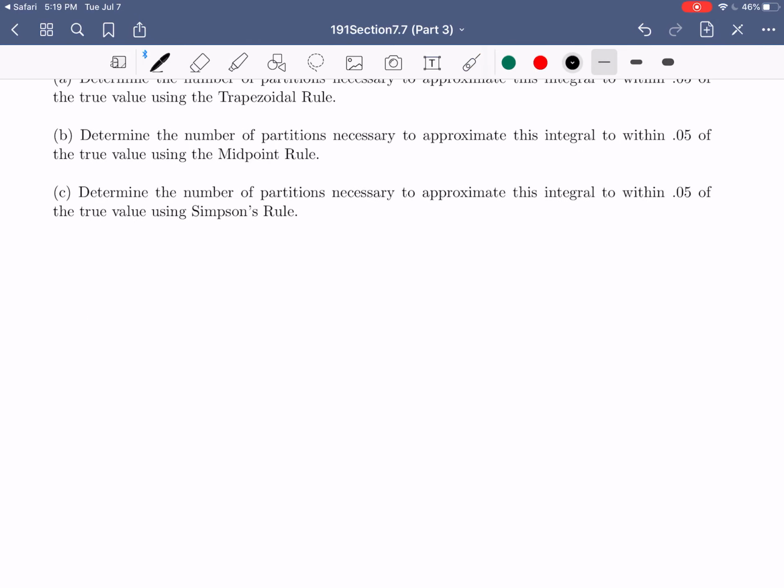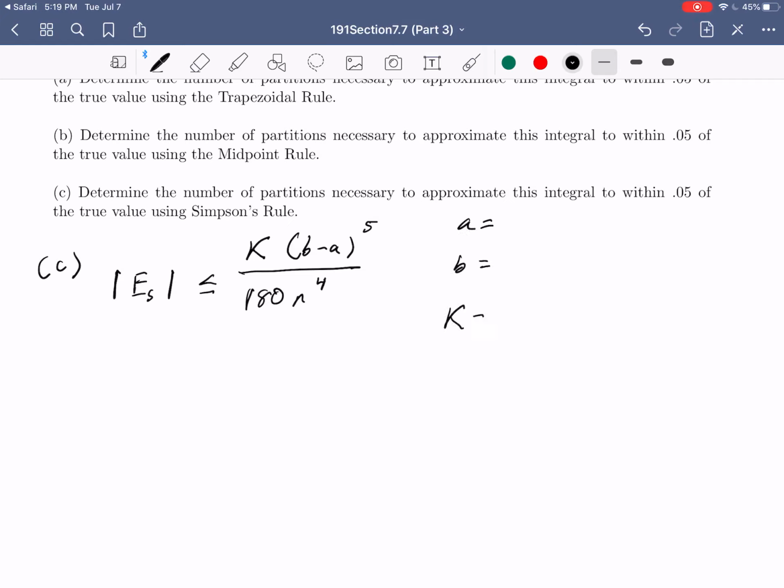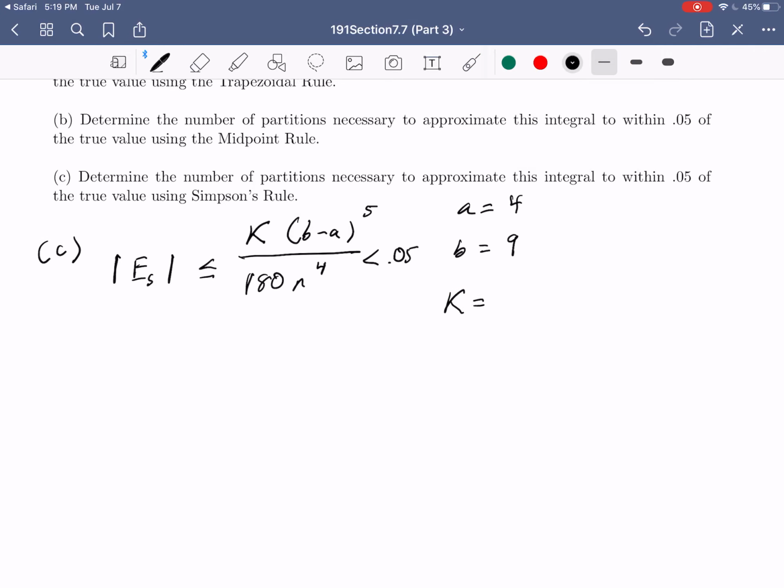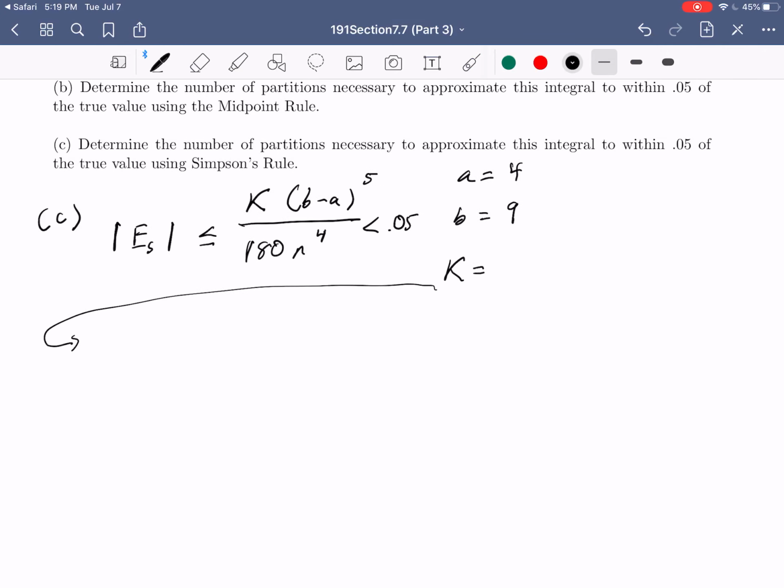Okay, so same thing. We're going to set up the error bound for Simpson's rule, which is supposed to be less than or equal to capital K (b minus a) to the 5th over 180n to the 4th. Now here again, we're going to need to know a, b, and this capital K. And again, we want this to be less than 0.05. So a is still 4, b is 9. Unfortunately, we cannot say that K is 45 over 4 anymore, because now this is supposed to be based on the 4th derivative. So we have to remember that K is an upper bound on the absolute value of the 4th derivative.